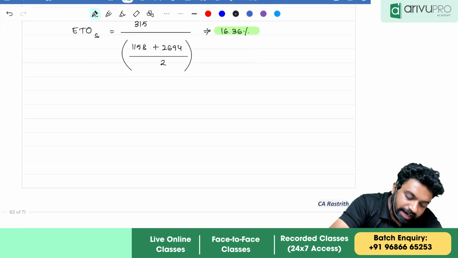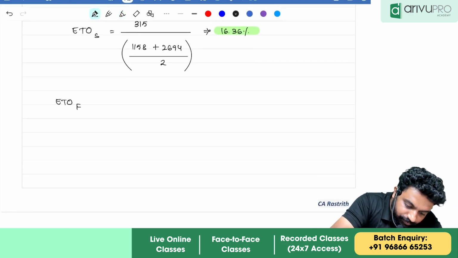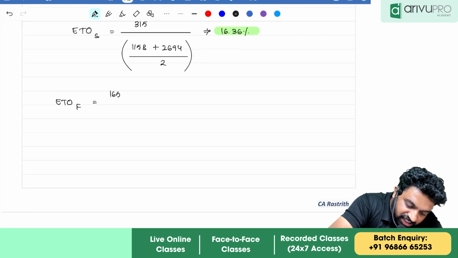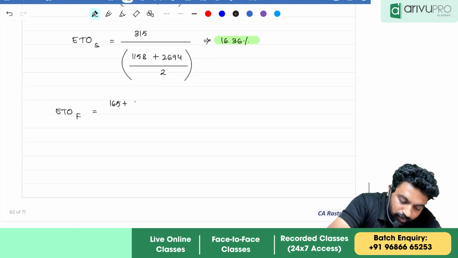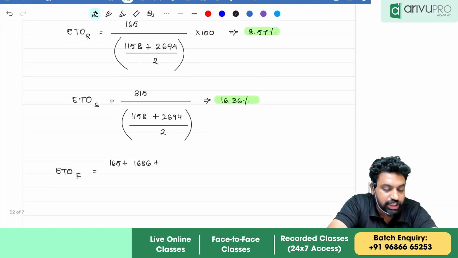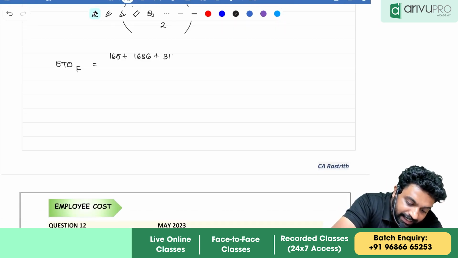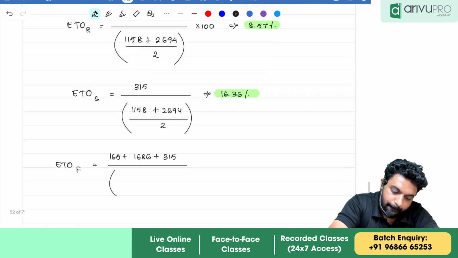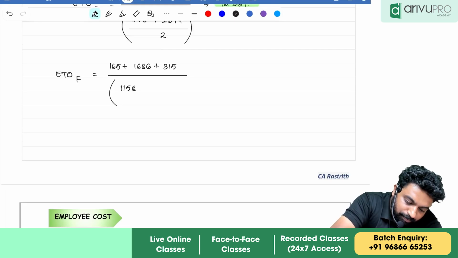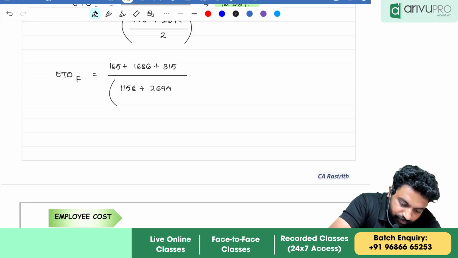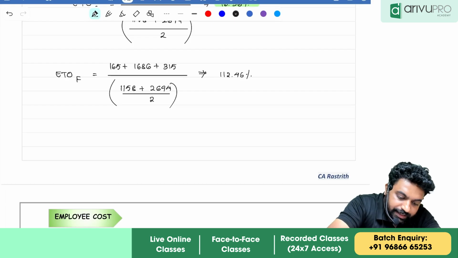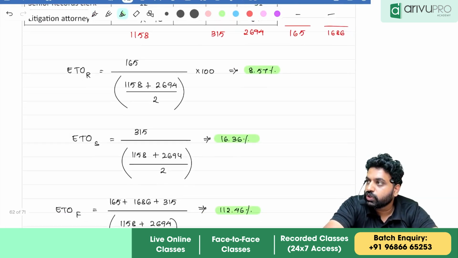Next one, employee turnover under Flux. Number of replacement 165 plus number of new joinees 1686, which is nothing but your total of accession plus number of separation 315, whole divided by 1158 plus 2694 divided by 2. 112.46 percentage. So what do you think?